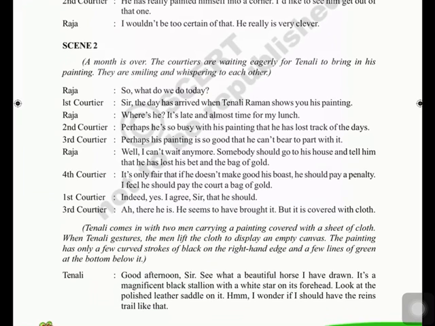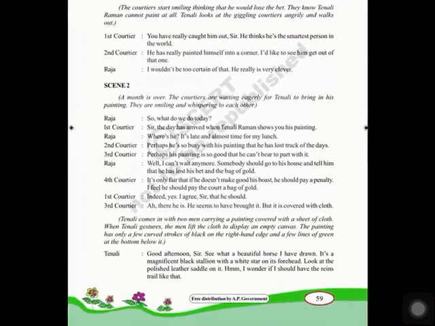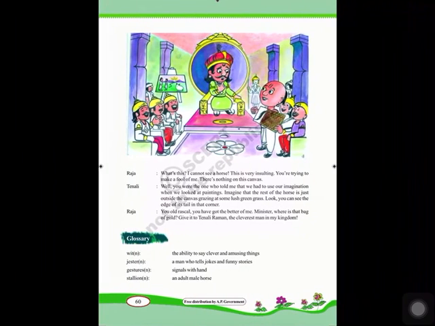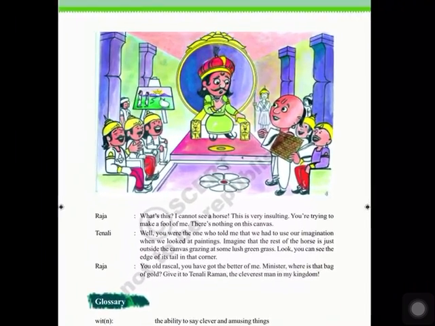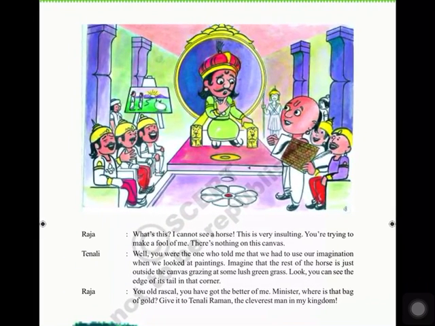I wonder if we should have the reins trailed like that. Reins means what, children? A long narrow strap attached to a horse's bit, which will be useful to monitor or to control the horse at the time of riding. So until now we have gone through the text describing the horse drawn by Tenali. Now you can go through the picture also. Then you can understand in a better way.